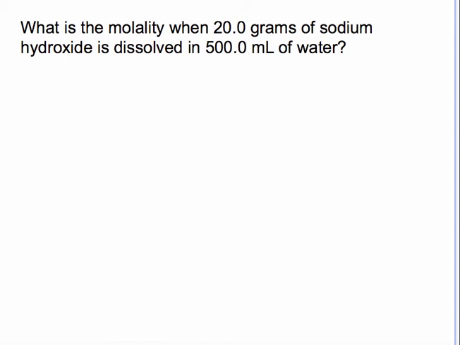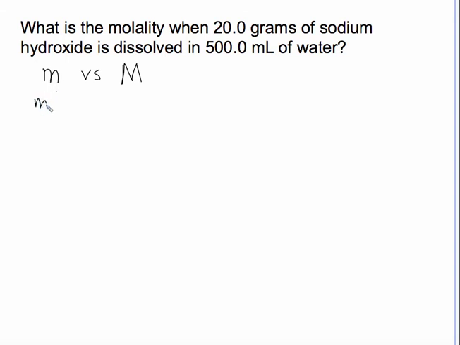Okay, let's take a look at how to do what's called a molality type of problem. So the first thing to know is that molality is different than molarity. Molality is abbreviated with a lowercase m, versus molarity, which is abbreviated with an uppercase M. Sometimes it's hard to tell when you're writing them, but molality is a lowercase m.